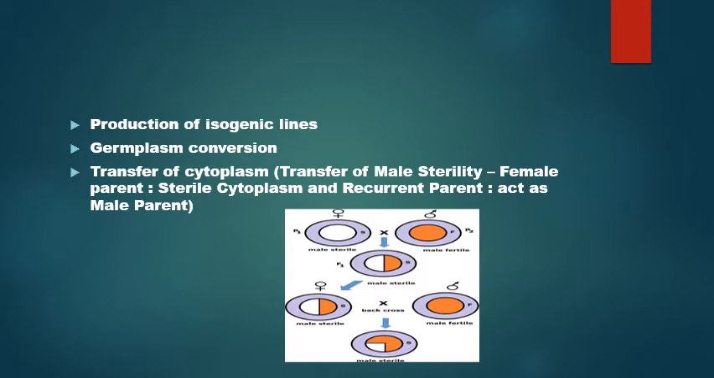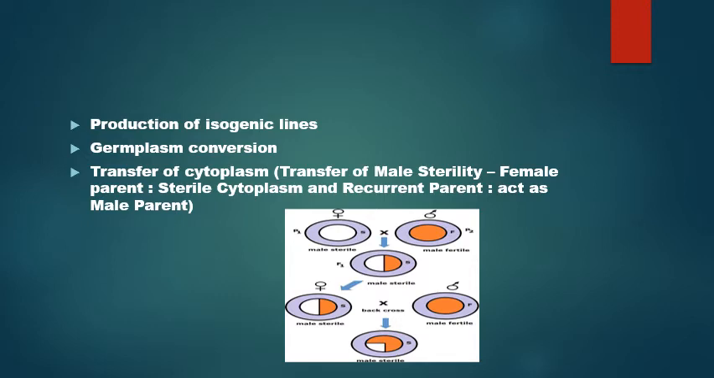Next is germplasm conversion. It is called a conversion program. That is, we are producing, for example, a photo-insensitive line from a photosensitive germplasm through the backcross method. So here the germplasm is converted in order to produce for a successful breeding program. It is possible by using this backcross method.